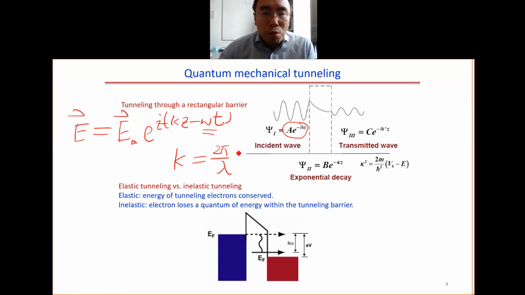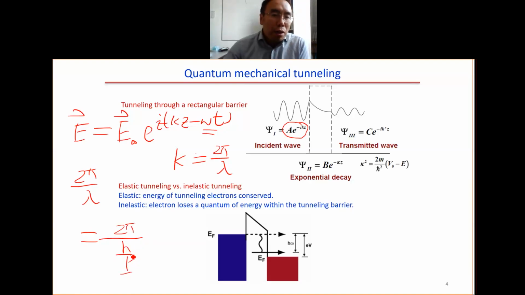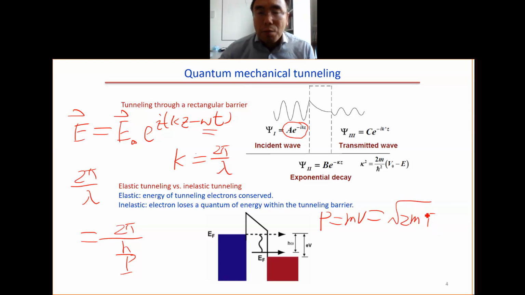So k equals 2 pi over lambda. If you remember, lambda equals h over p. h is the Planck constant, p is the momentum. So p equals the momentum, and energy is given by, we know about those things, right? This is the momentum, this is the energy. As a result, you get something given by h over 2 pi, and h over 2 pi is h bar.